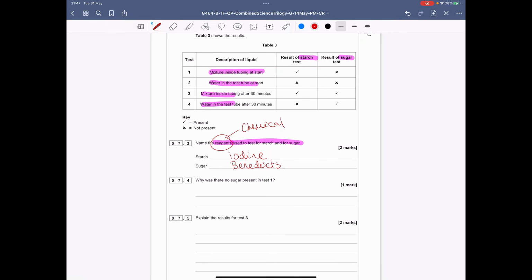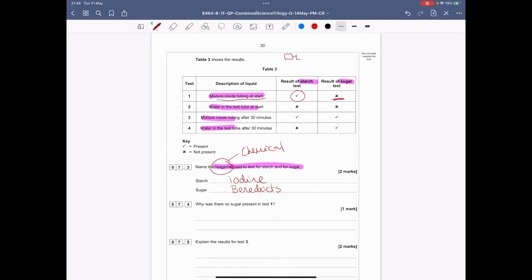Question 7.4 says, why was there no sugar present in test 1? So in test 1, it's inside the tubing at the beginning, and there is plenty of starch, but there's no sugar. We should remember what the enzyme is going to be doing. If this is our starch molecule, which is a complex carbohydrate, the amylase enzyme is going to come along and break the bonds and make it into sugar molecules, simple sugars. Remember, an enzyme breaks the food down, so it's chopping up the bonds.